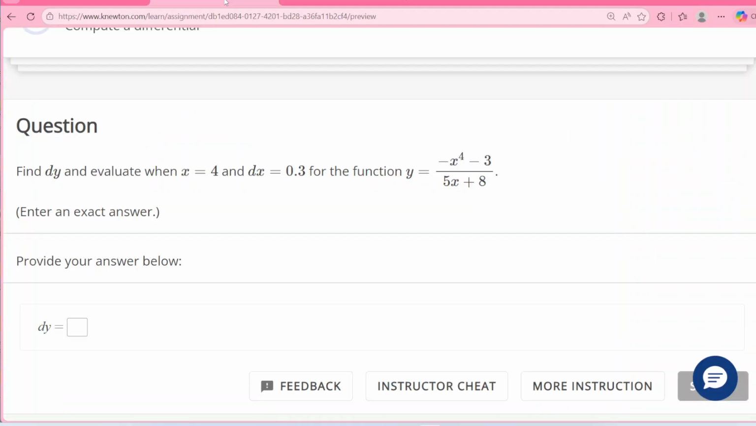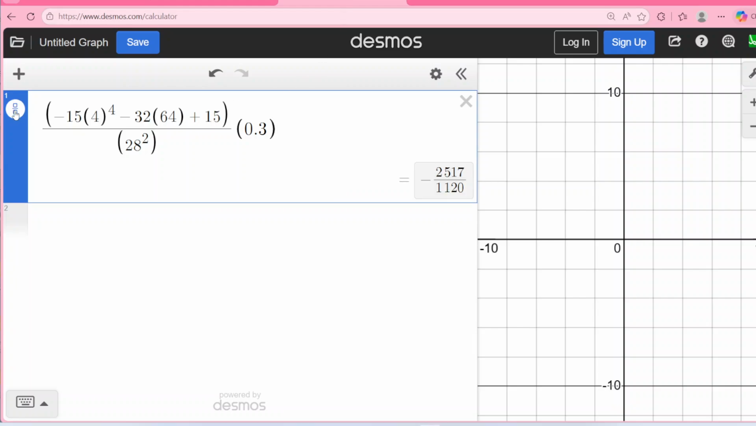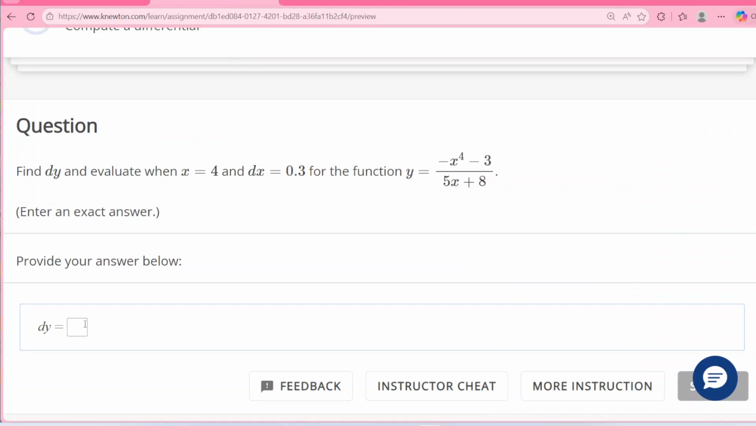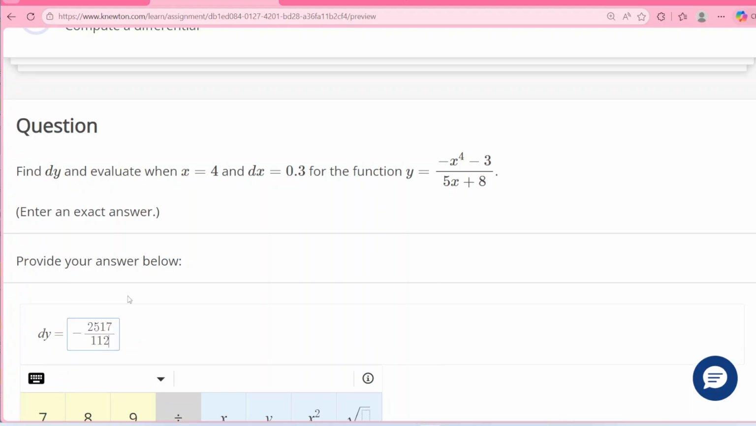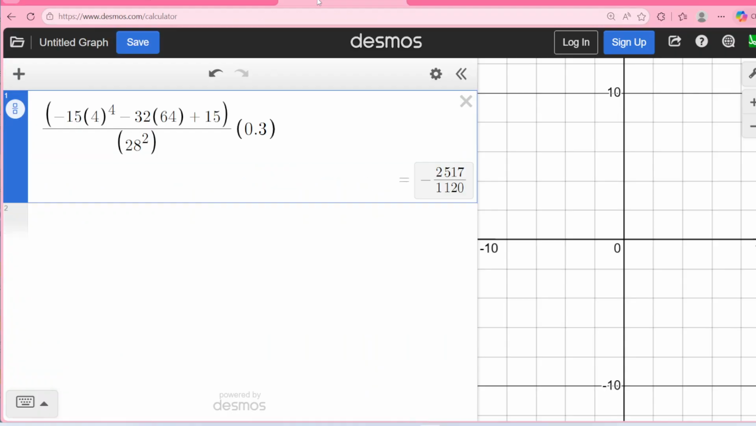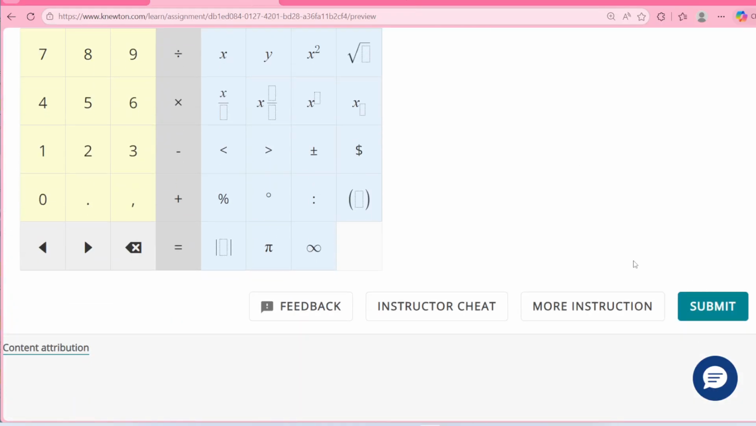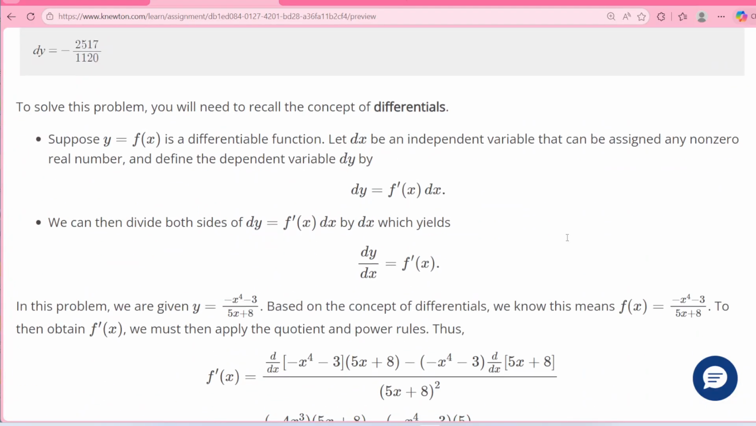And I think we're asked to enter an exact answer. Well, I think this can be changed into a fraction here. Look at that. There it is. You can do the little change to fraction thing, because these are all rational numbers here. So negative 1,517 over 1,120 is going to be dy. Let me just double check that I entered that correctly. Yeah, that should be good. Great.